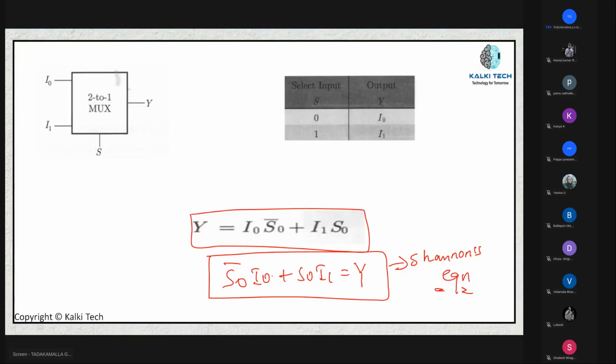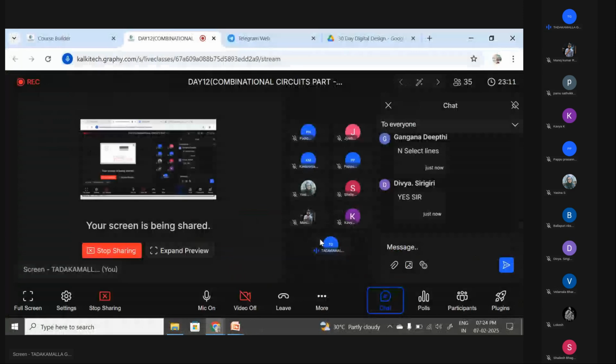Okay. So you can also use this particular expression for solving the output y. So the 2 cross 1 mux, is it clear? Can we move forward?